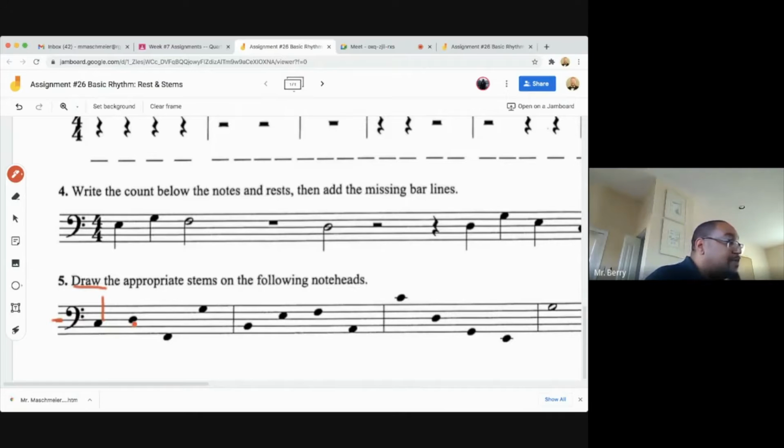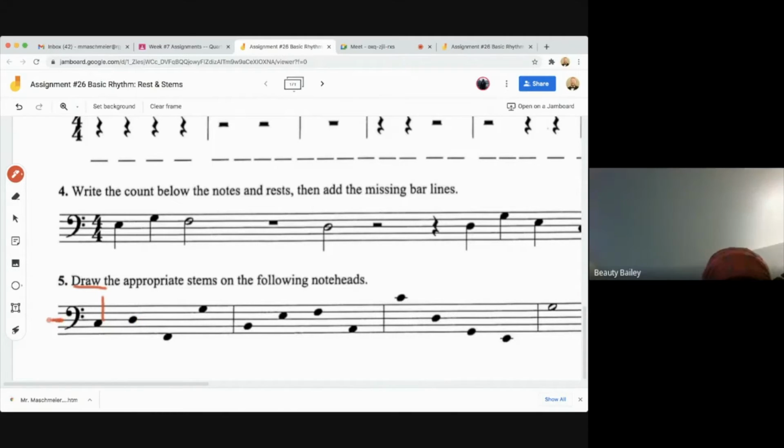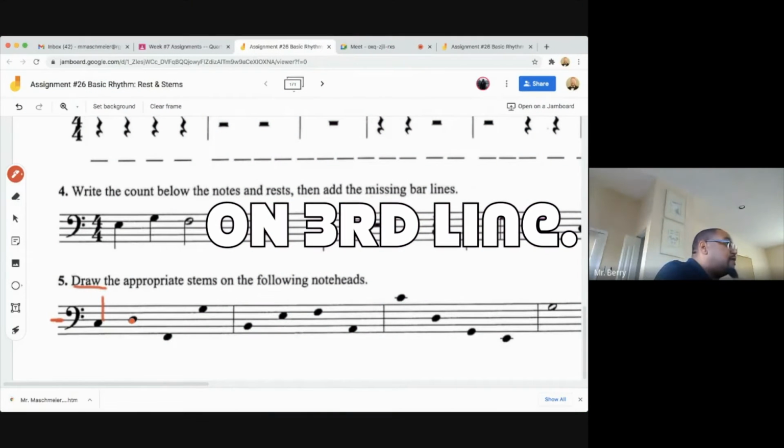So where specifically is that note head on the staff? What line? Right in the middle on line number 3. So let's read what it says up at the top.